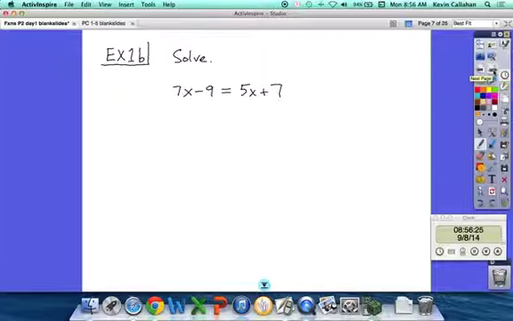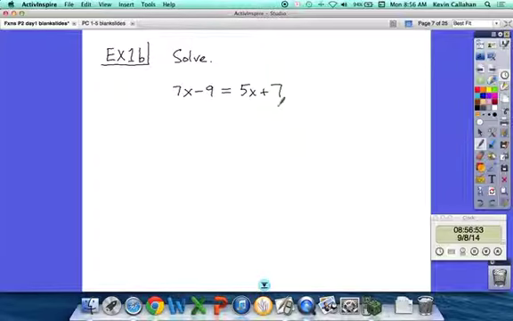Now we've got variable terms on both sides, constant terms on both sides. In order to isolate the variable, it's got to be in one place. How do I do that? Honestly, at this point, you could do one of four things and be right. You could subtract 7x, you could add 9, you could subtract 5x, you could subtract 7 as a first step, and you could still be on your way to the right answer.